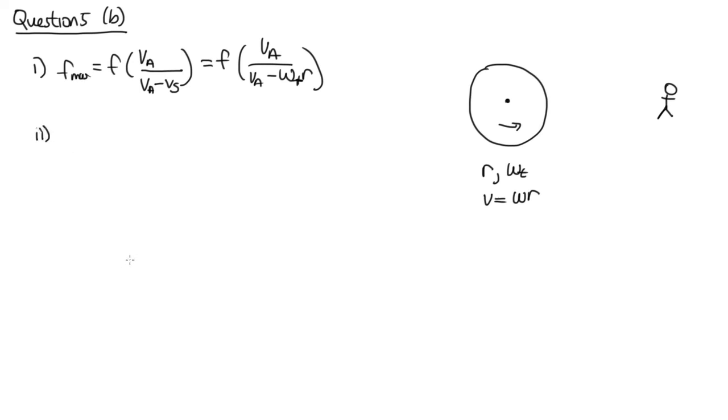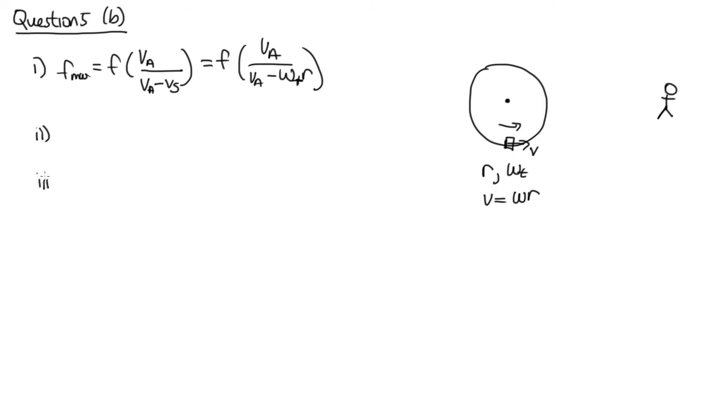Now part 2 says, sketch a diagram that clearly shows where the bell is relative to the person and how it's moving when the maximum frequency is heard. Okay, so the maximum frequency, we have a negative sign here. We have a negative sign when it's moving towards the observer. So we want our source, our bell, moving towards the observer with the maximum possible frequency. So that will be when it's here on the edge and it's traveling with speed v. So that is our diagram showing that there.